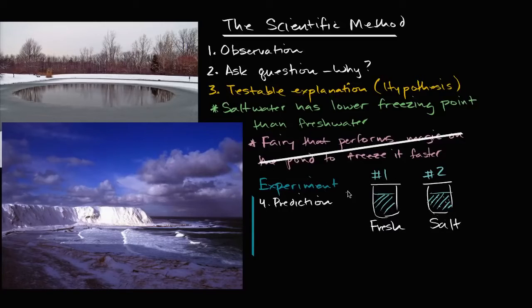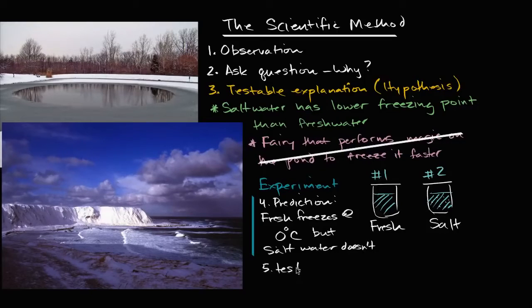So what prediction, let's say the fresh water freezes at 0 degrees Celsius, but salt water doesn't. So what you then do is that you test your prediction. So then you test it. And how would you test it?